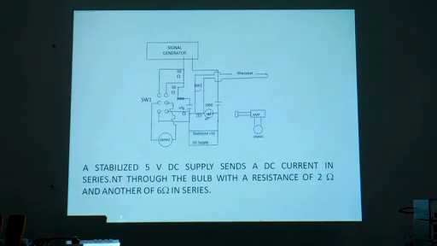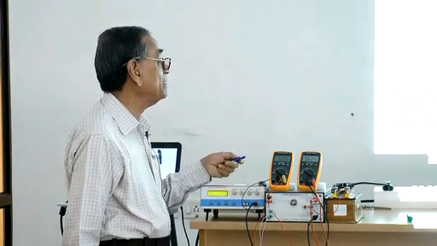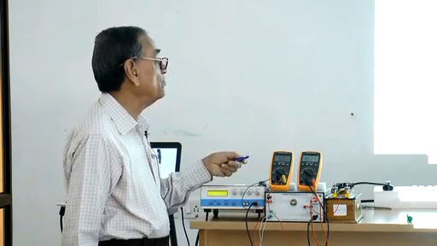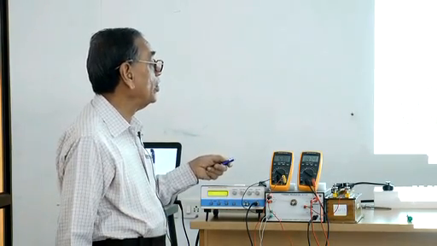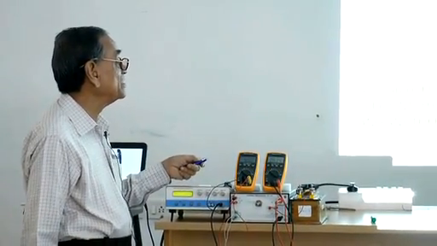So in this box, I have a bulb, and I send a current through this bulb by a stabilized 5-volt DC supply, and the current goes through 6 ohms and 2 ohms and the bulb. I have a switch, this switch here is shorted, so you get a maximum DC current flowing through the bulb. To know what is the DC current, I measure the voltage across 6 ohms.